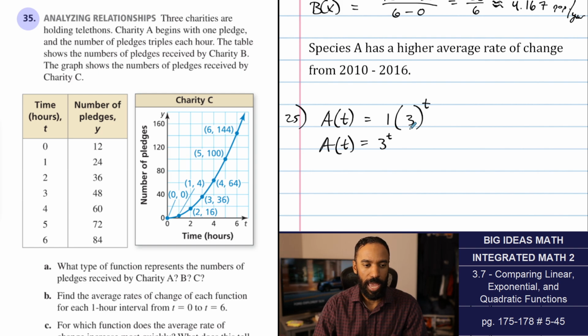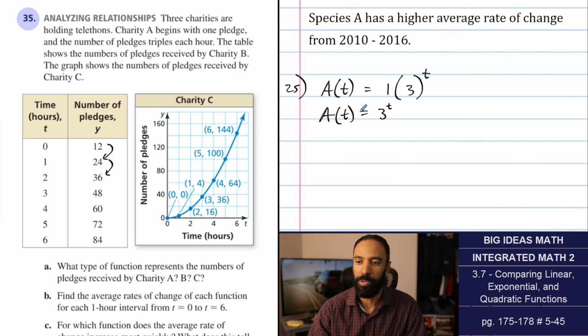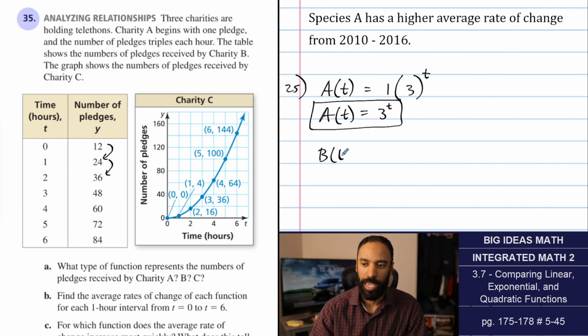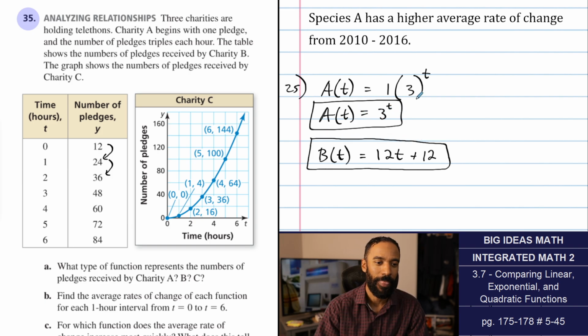Charity B is the table that you see there. So for charity B, I'm seeing a constant increase of 12, starting from 12. So B of T, here's A of T. B of T is y equals mx plus b. The slope is 12. The y-intercept is 12. There's that. So it might start higher than this one, but not for long. Oh, not for long at all.